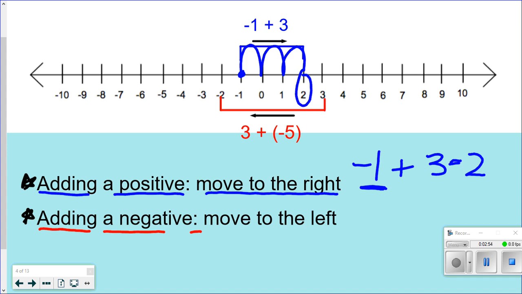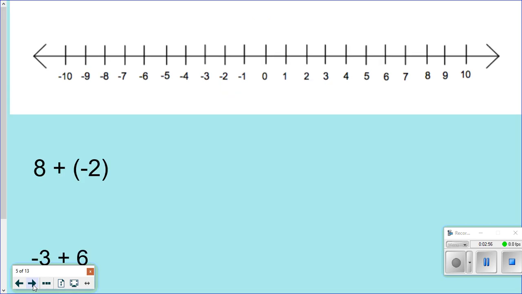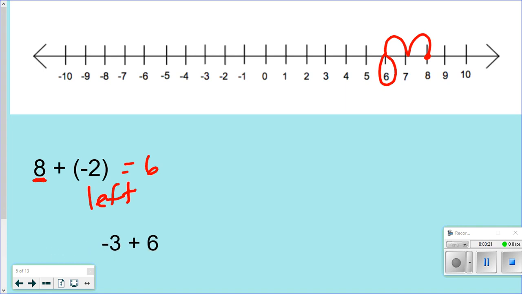So I'm going to do a few more with you on the next page so you can kind of get the drift here. The first one is 8 plus a -2. So the first thing I'm going to do is find 8 on my number line. I'm going to plot the point. And it says I'm adding a -2, so that means if I'm adding a negative, I'm going to move to the left. And that's going to be 2 spaces since I'm adding a -2. So 1, 2. I ended up on 6. That's my answer.